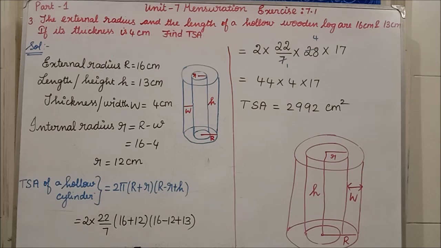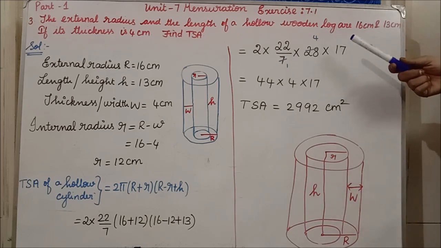Now we are going to see the third question. The external radius and the length of a hollow wooden log are 16 centimeter and 13 centimeter. Find its thickness. If its thickness is 4 centimeter, find TSA. Students, in this question they are not telling about any shape directly, but indirectly they are talking about a cylinder. Wooden log means it will be the shape of a cylinder. That too, which cylinder are they talking about?